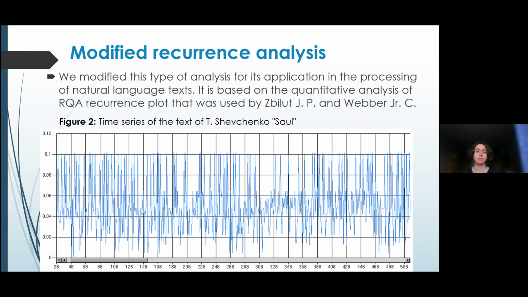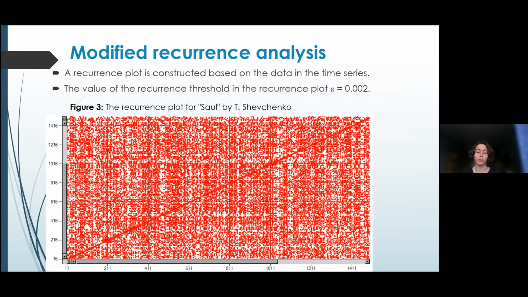And the third one is a modified recurrence analysis. We modified this type of analysis for its application to the processing of natural language texts. And it is based on the quantitative analysis of the RQA recurrence plot that was used by Zbilut and Webber before. Here we take a text, the same text, Saul by Taras Shevchenko, and we replace each word in this text by its frequency. In this way, we get the time series that you can see now on your screen. Then we use this time series to create a recurrence plot. You can also see this plot on your screen.